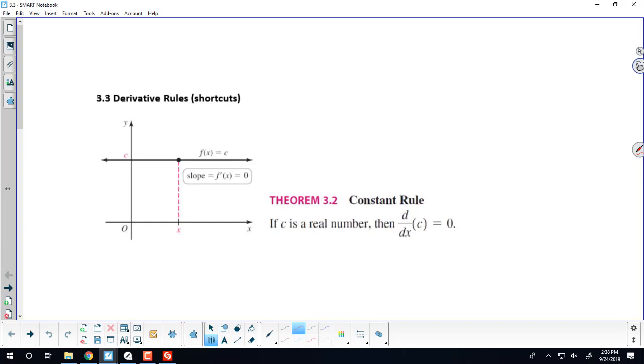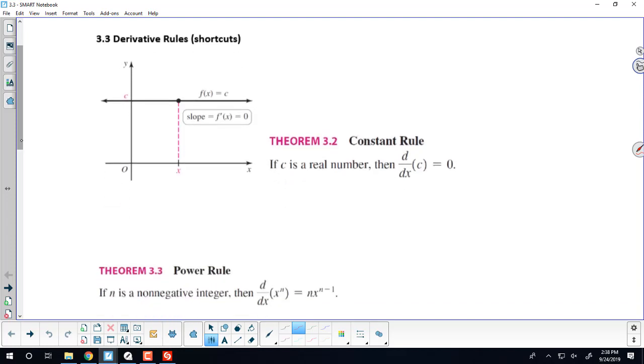3.3 is where we start getting the shortcuts to take derivatives. The first theorem is dealing with a constant, a constant f of x equals c. It's always a horizontal line. What's the slope of a horizontal line? 0. It's always 0. So the derivative, the slope of the tangent line on a constant function, is always 0.